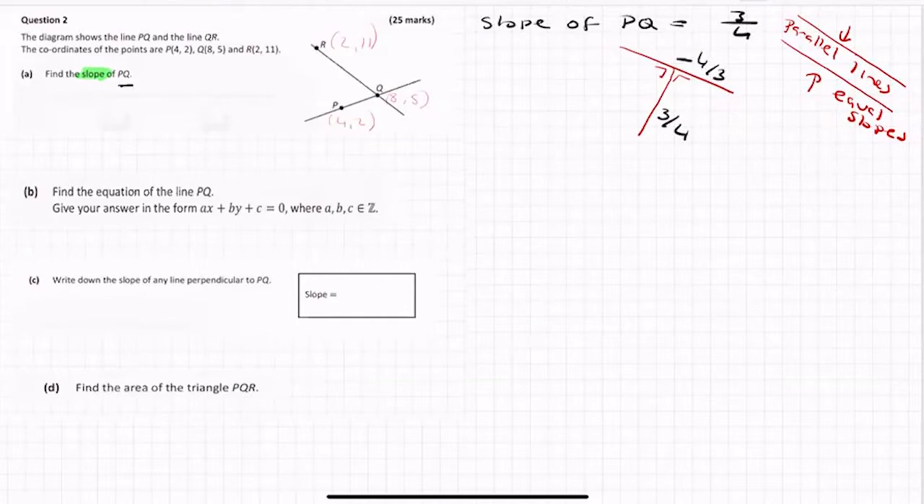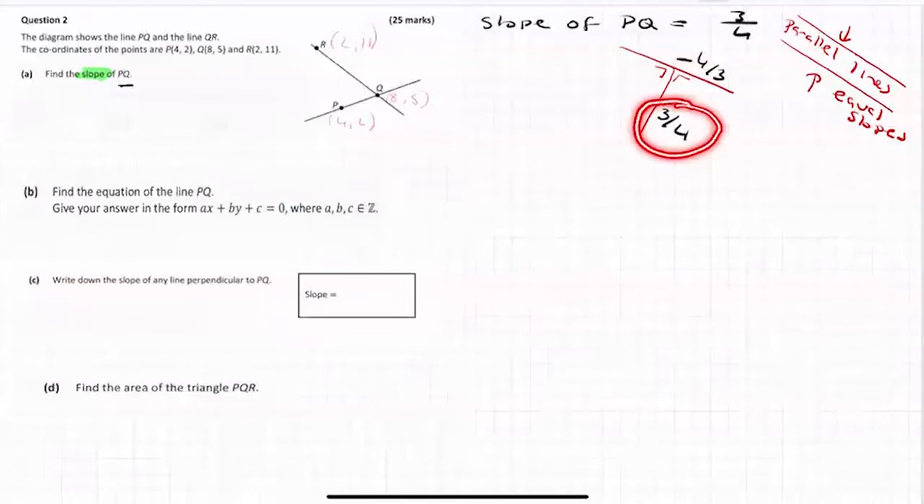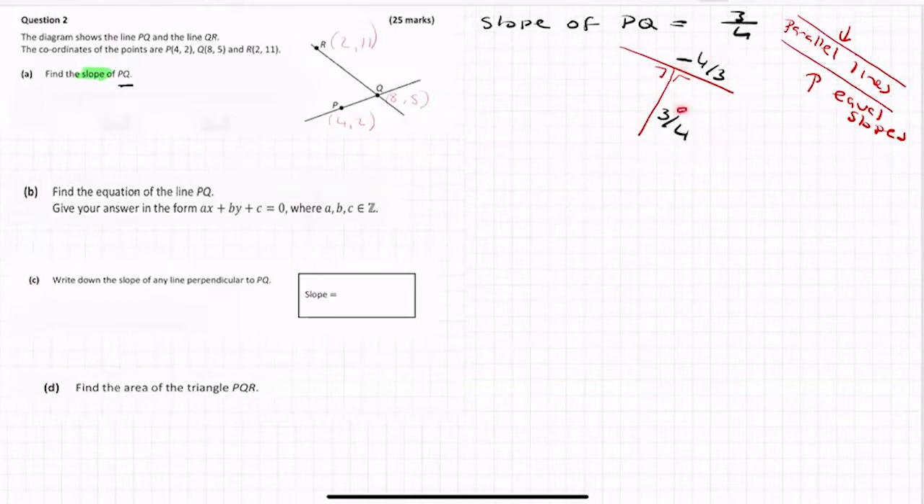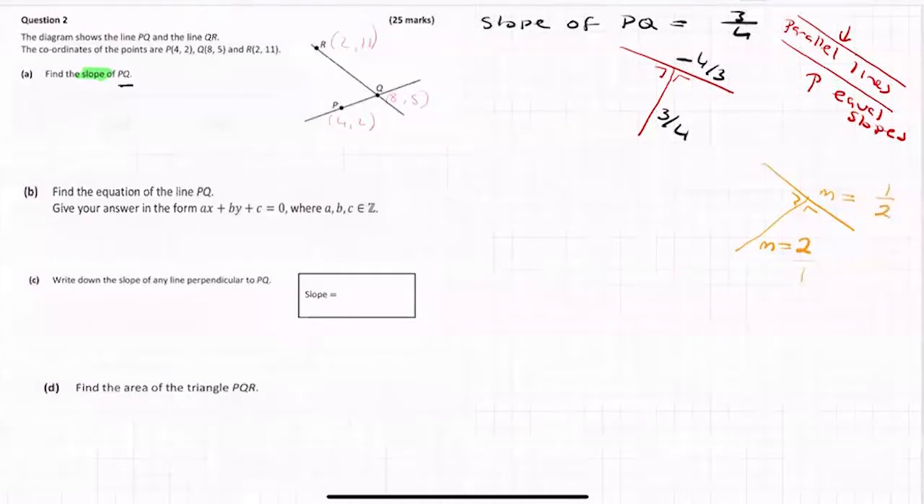Okay, so any line perpendicular to a line with a slope of 3/4 will have a slope of -4/3. So turn it upside down, change the sign. As another example, if I took a line with a slope of 2, then the line perpendicular to it, with my 90-degree angles, would have a slope of, well, 2 becomes 2/1. Turn it upside down, change the sign. Okay, so that's how you get the slopes of perpendicular lines.